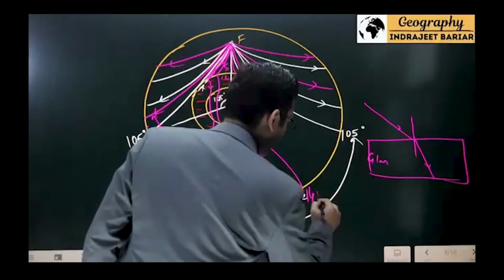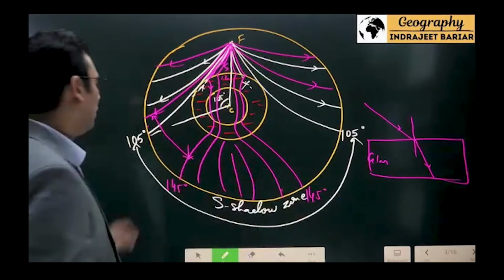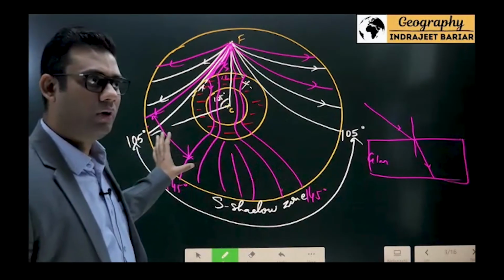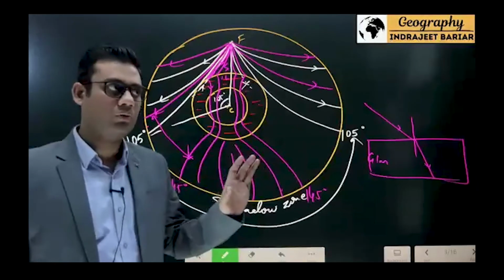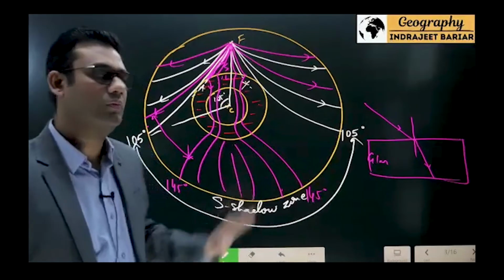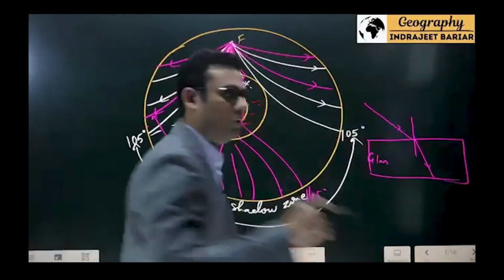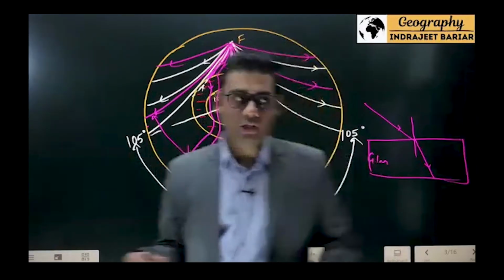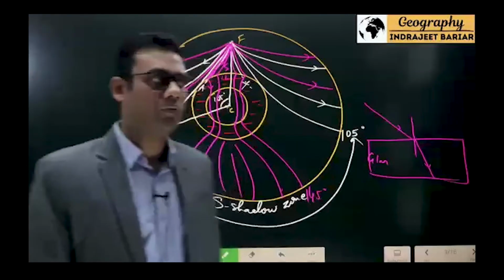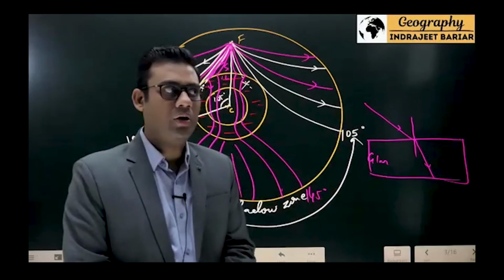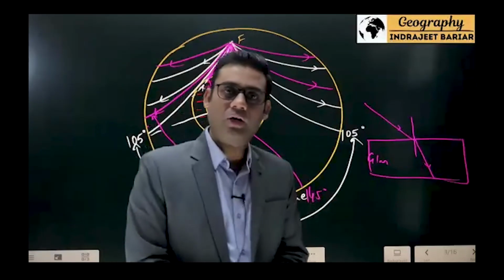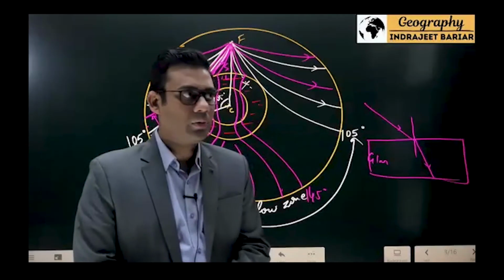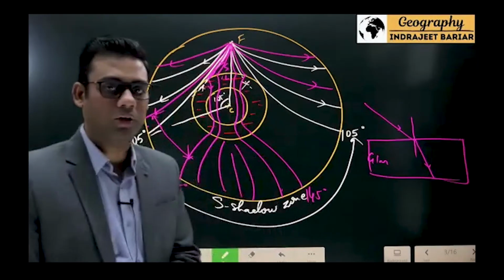So between 105 degrees and 145 degrees, no P waves are received, and this is called the P shadow zone. So we have the P shadow zone and the S shadow zone. What is the extent of the S shadow zone? The S shadow zone is beyond 105 degrees on all the sides. The P shadow zone is between 105 and 145 degrees.